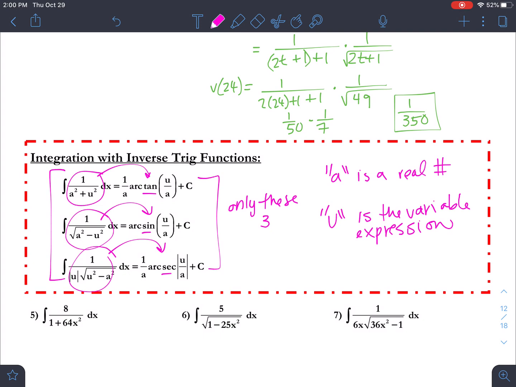Okay, so for derivatives, we do need to know all 6, but for integration, it's kind of nice. We only need to know these 3. And if you know the derivatives, you're going to see that connection right away. All right, so let's finish up here with 5 and 6.